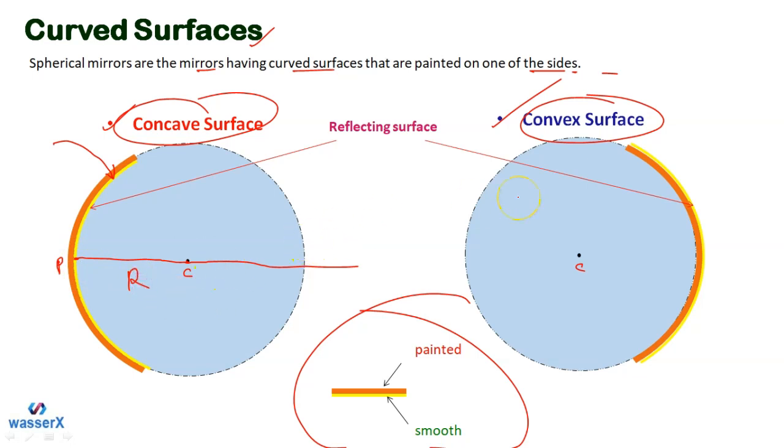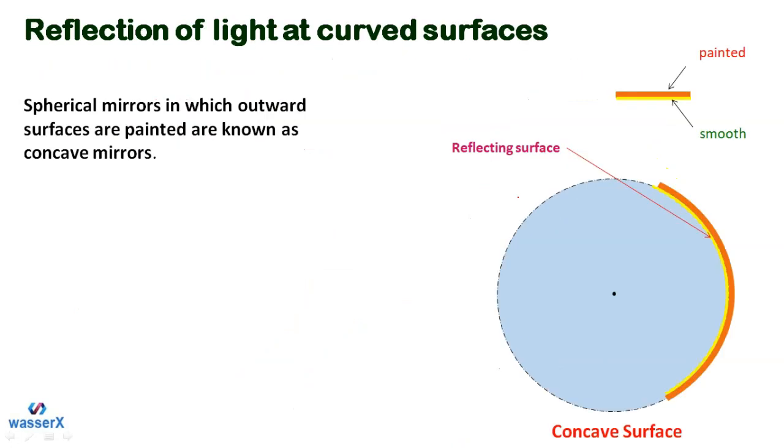Okay, so we'll be studying this in detail students, don't worry, I'll be explaining each and everything in a very step-by-step learning method. So now you have the reflection of light at a curved surface. Okay, so the same mirror, as you can see, this one we are going to talk about is the concave surface. So this is spherical mirrors in which the outward surface is painted, known as concave mirrors.